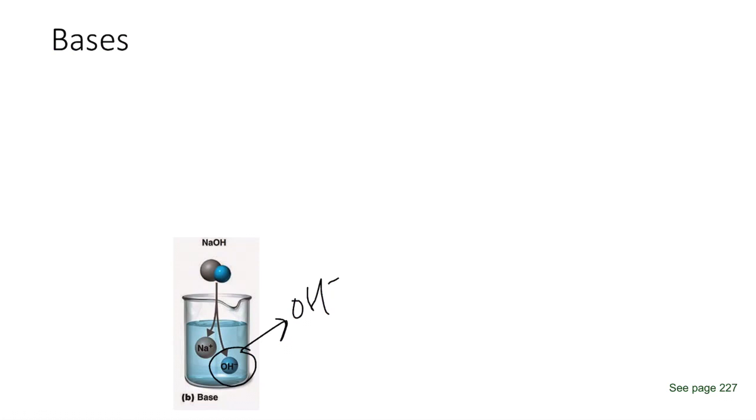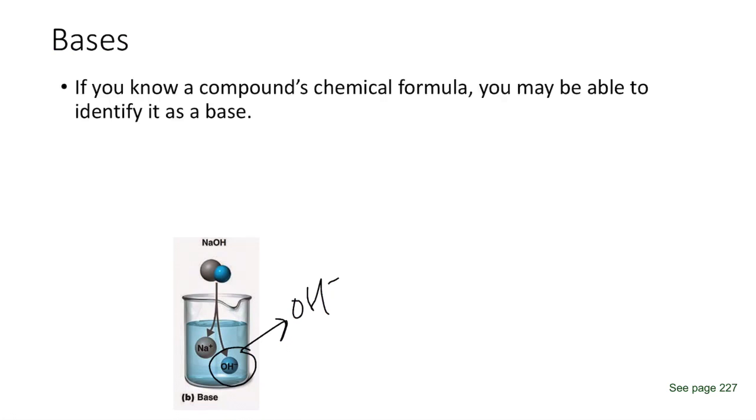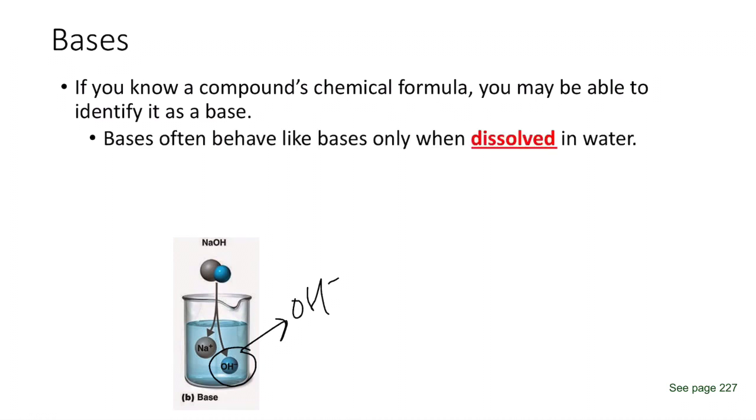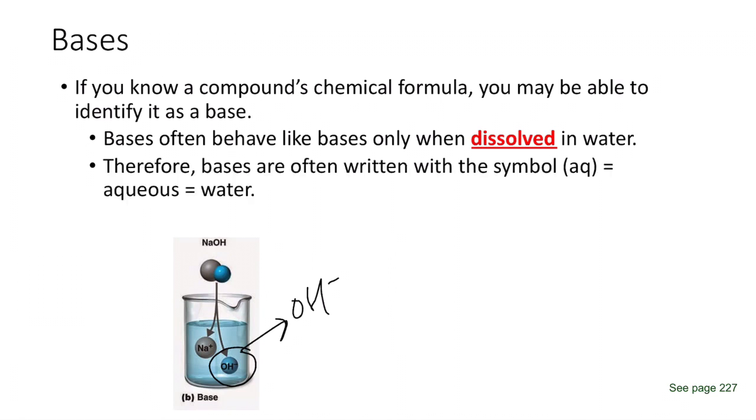Okay, so moving on to bases. If you know a compound's chemical formula, you may be able to identify it as a base. Bases often behave like bases only when dissolved in water, same as acids. So it needs to be dissolved in water, otherwise it is not an acid or a base. Therefore, bases are often written with the symbol AQ, aqueous, which again means it's dissolved in water.